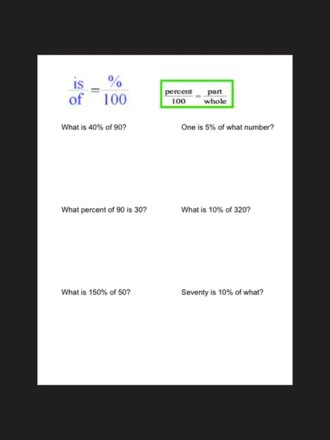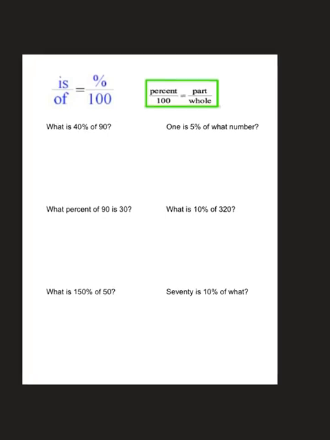Let's look at some examples using the percent proportion. So here are two forms of the percent proportion, like we've been studying. We have is over of equals percent over 100, which is equivalent to the percent over 100. Again, this is writing the percent as a fraction. So the percent, hundredths, equals part over whole. Remember, the part is similar to the is, and the whole is similar to the of.